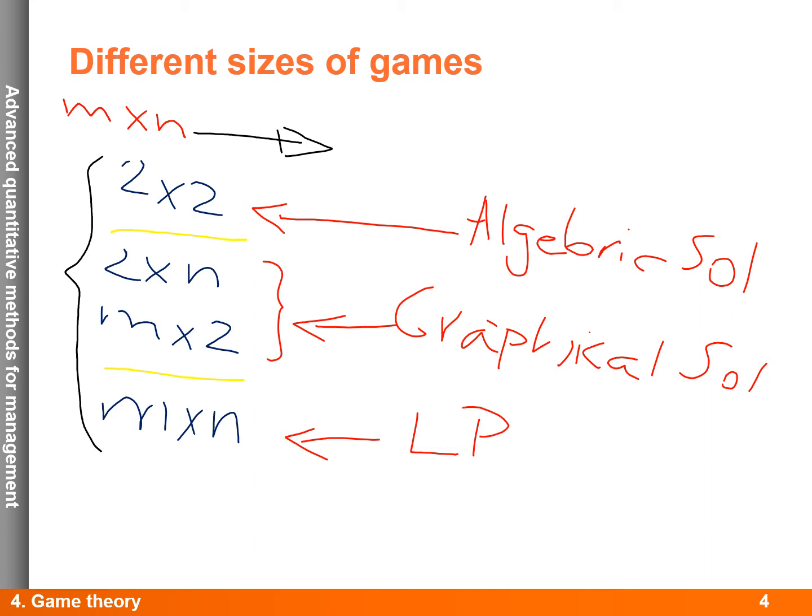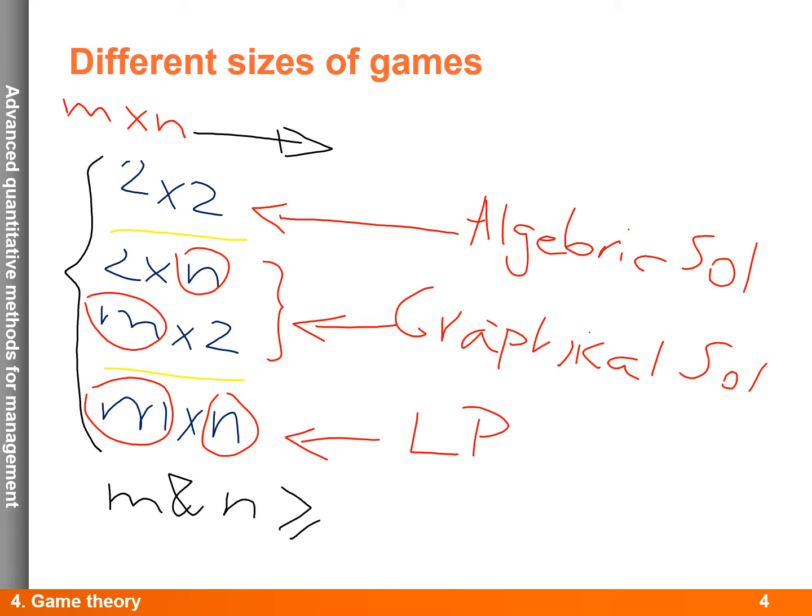Okay, so what is the meaning of this M, this M, and this N? So in this case, it means that M and N are greater than or equal to 3. To this end, we separated the different types of examples.